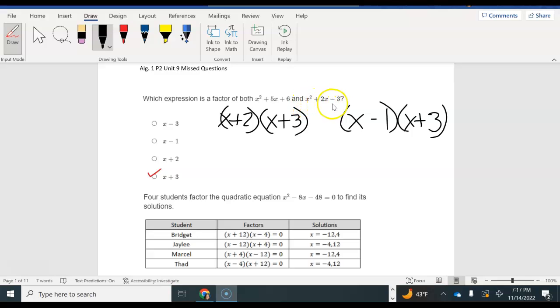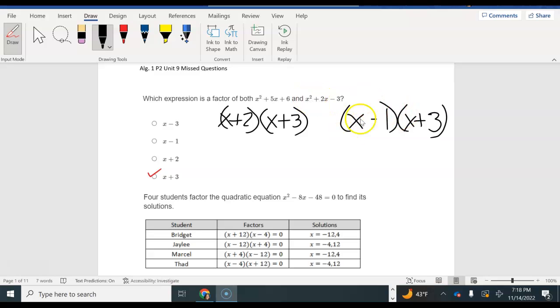x squared plus 2x minus 3. Again, x times x is x squared. That's the easy part. What multiplies to give you 3? 1 times 3. 3 is prime, so those are the only factors. The only difference is that this is negative, which means you have to have 1 plus and 1 minus to get a negative when you multiply. Because the 2 is positive, the 3 has to be positive and the 1 minus, because 3 minus 1 is plus 2. All right, so check it.